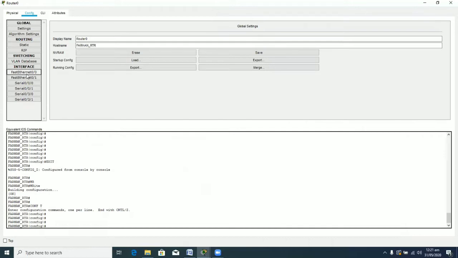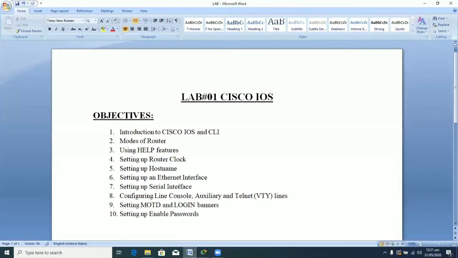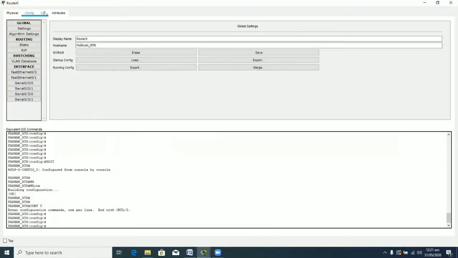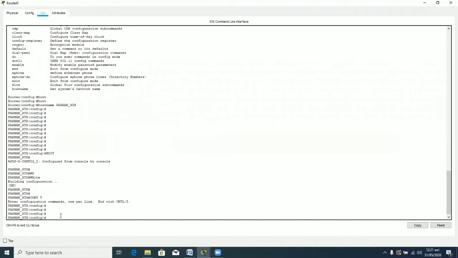So I have my Fast Ethernet interface over here. I will be configuring the Fast Ethernet interface in case of my 2811 router. So this also needs to be altered a bit. Basically, I will be writing over here a Fast Ethernet interface. Now moving to my work again. This is my router, this is my CLI, and I have to go to my Ethernet interface.